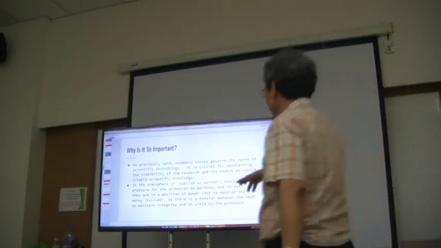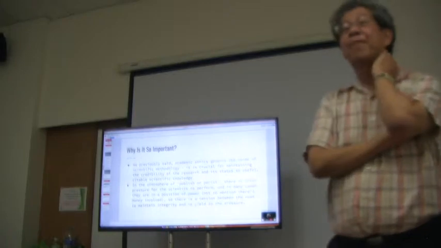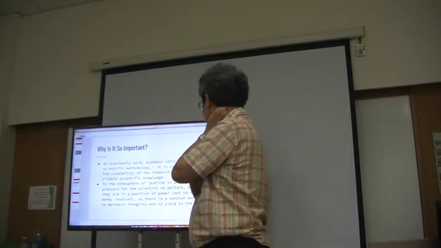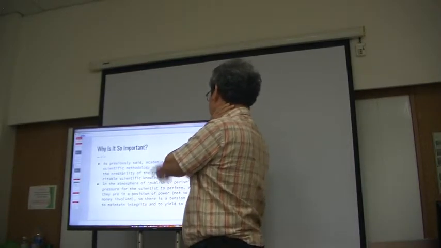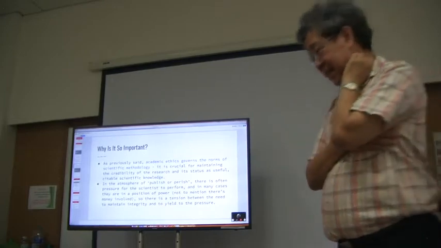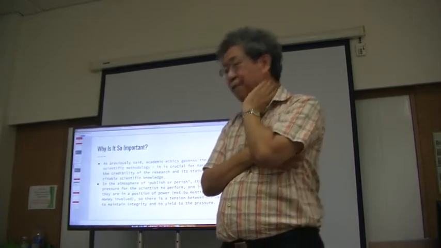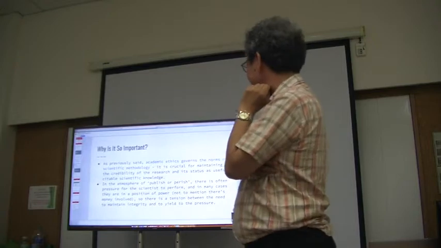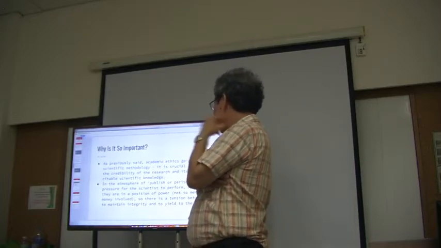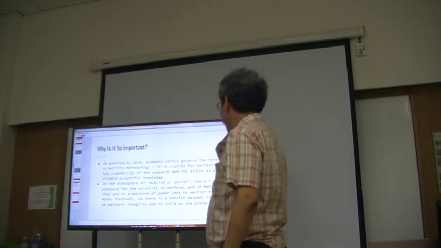But in an atmosphere of publish or perish that we are having in the university, where if you don't publish, then you don't have a chance for promotion, there's often a pressure for the scientists to perform, and in many cases, they are in a position of power, meaning they run a lab and they have a lot of assistants. And sometimes they ask their assistants to do something that does not follow the norms of the best practice in research. And there are many examples. So there is a tension between the need to maintain integrity, following the norms, and to yield to the pressure.